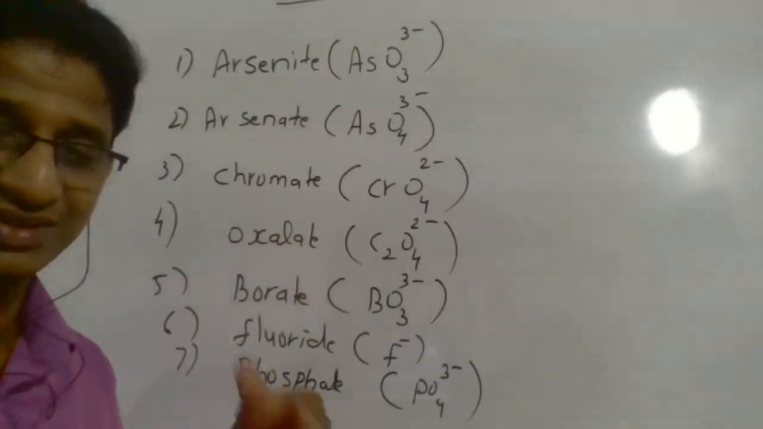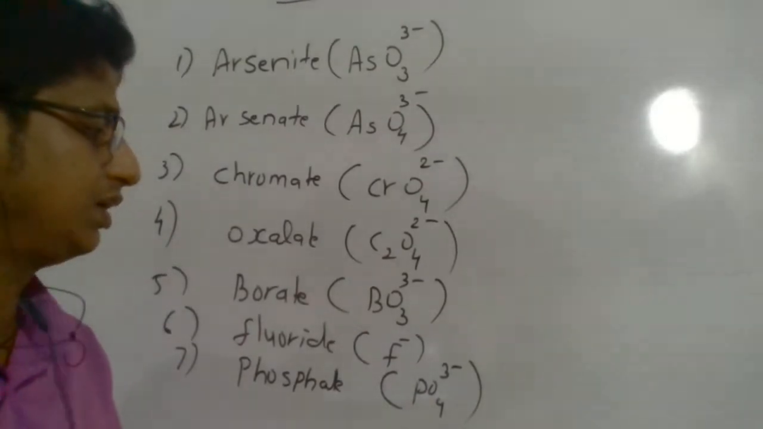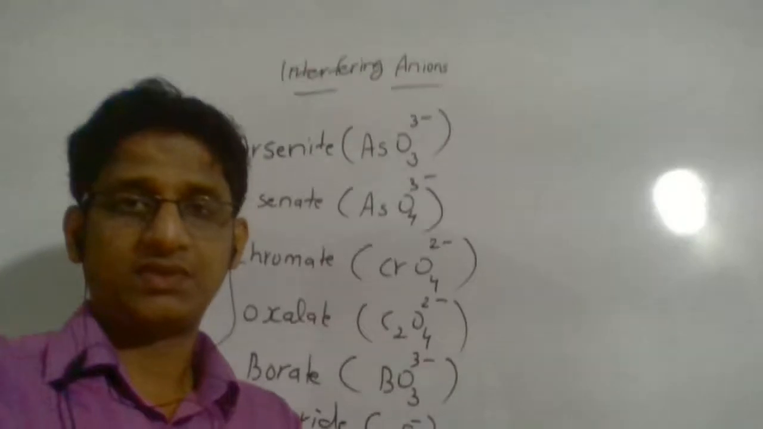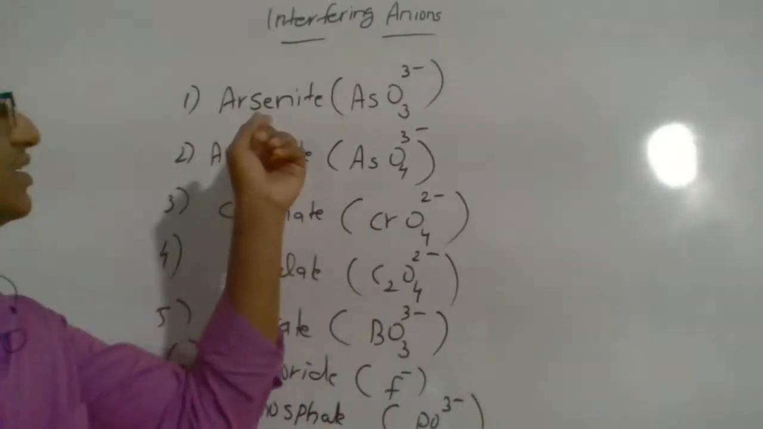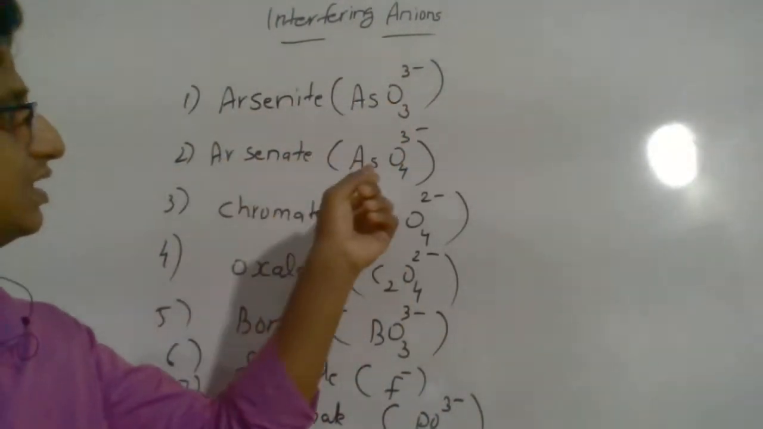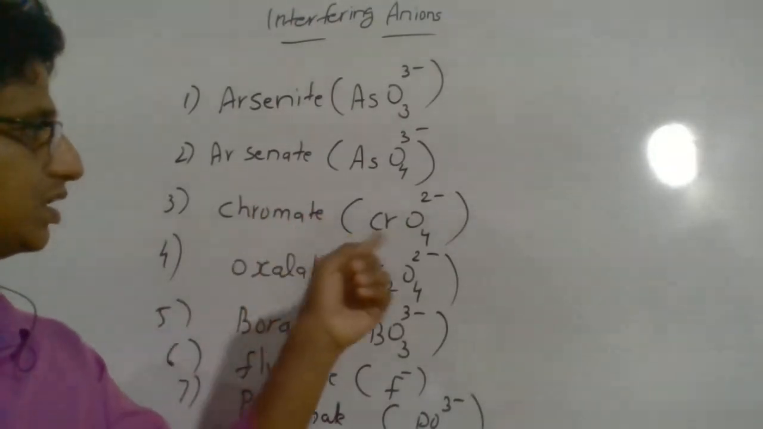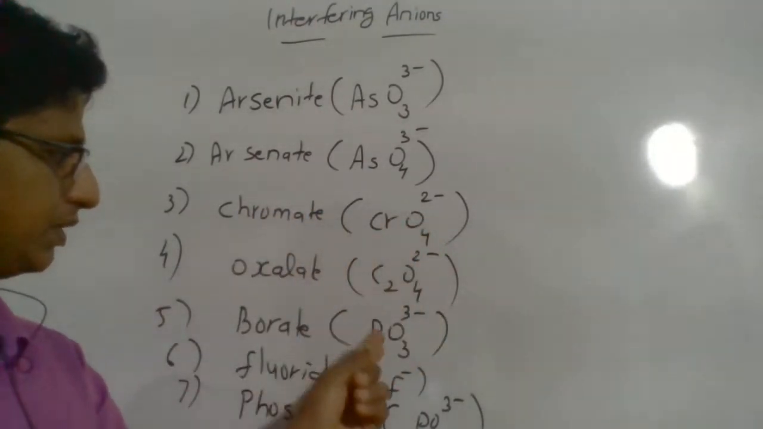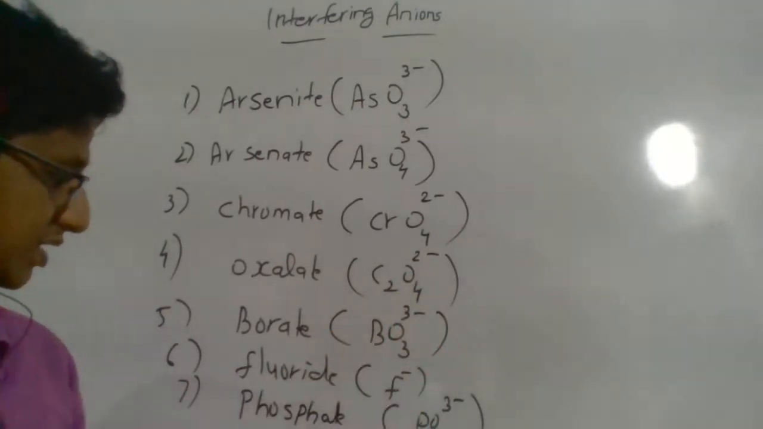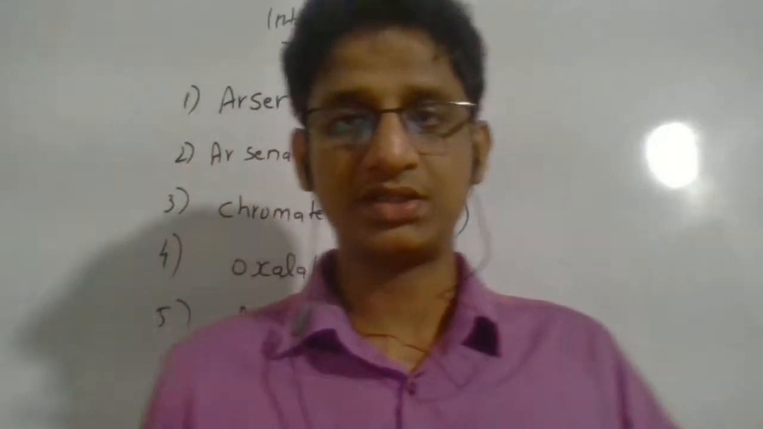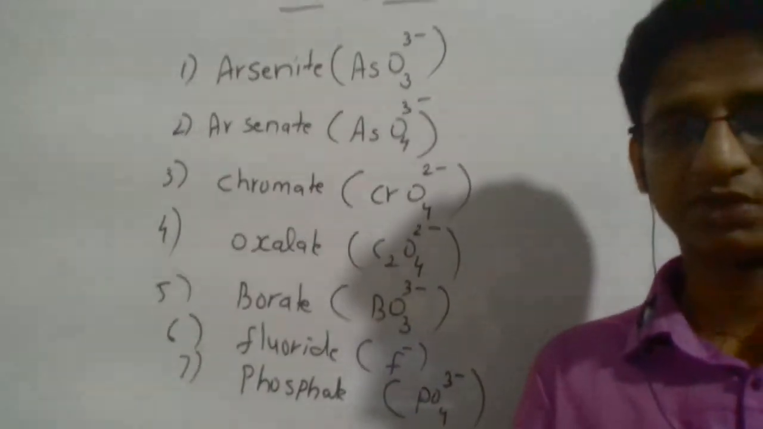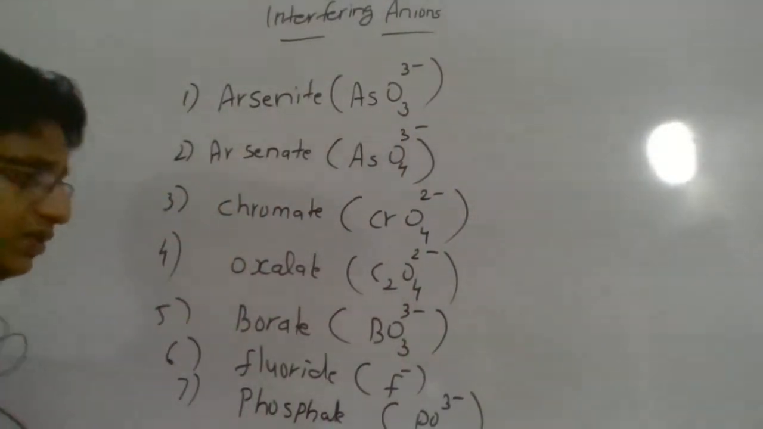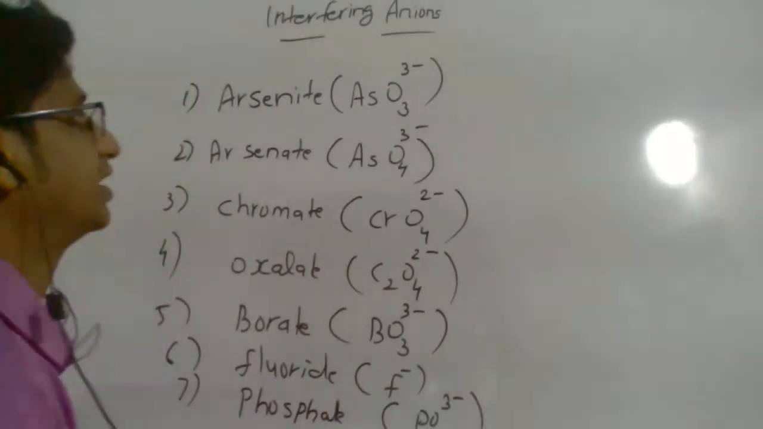analysis these anions can interfere in the proper analysis. So what are they? First one, arsenite, AsO3 3 minus; arsenate, AsO4 3 minus; chromate, CrO4 2 minus; then oxalate, C2O4 2 minus; borate, BO3 3 minus; fluoride, F minus; phosphate, PO4 3 minus. So these are the interfering anions. Now let's see their interference, what they actually do.